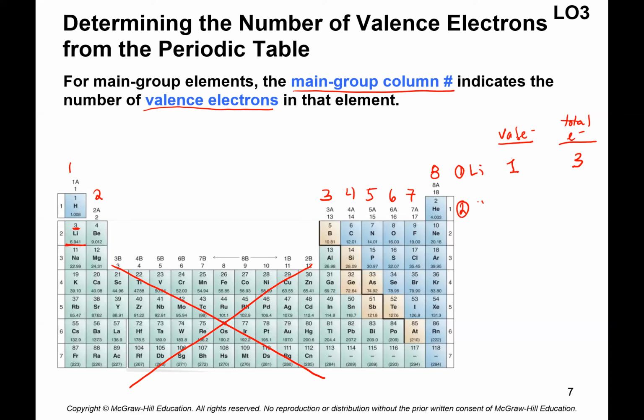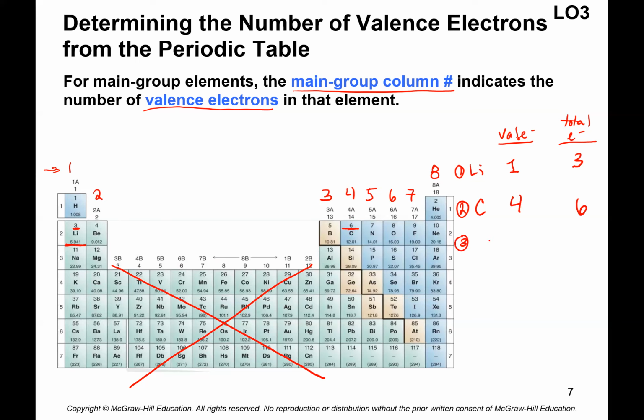Let's look at a few other examples. We have carbon. Let's first think about the total number of electrons in carbon. If we locate carbon, we see carbon has 6 as an atomic number. That means it has 6 protons, which are positively charged. That means it must have 6 electrons, which are negatively charged, to cancel out to 0 because it's neutral. Now, how many of those electrons are valence electrons? Well, now we need to turn to the main group number. And we see that the main group number or column number for carbon is 4. So carbon has 4 valence electrons.